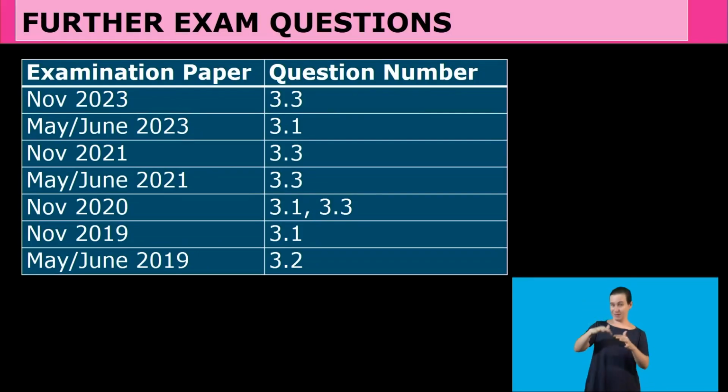I have a few practice questions for you. You can go to past papers. It's the best way. Practice makes perfect, grade 12s. You can use grade 12, November 2023, question 3.3. From May-June 2023 is question 3.1. November 2021, question 3.3. June and May-June paper, question 3.3. From November 2020, there are two questions, 3.1 and 3.3. November 2019, you can practice question 3.1, and then the May-June 2019 paper, question 3.2. If you use past papers and practice, you will be successful in your exams.